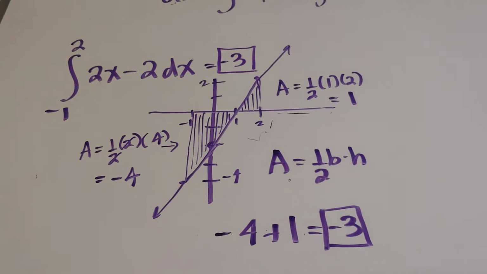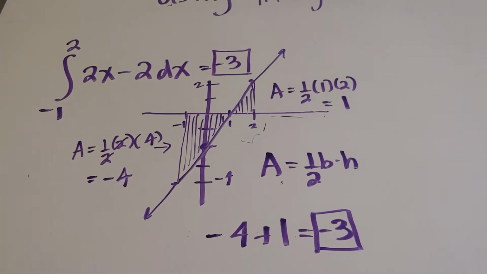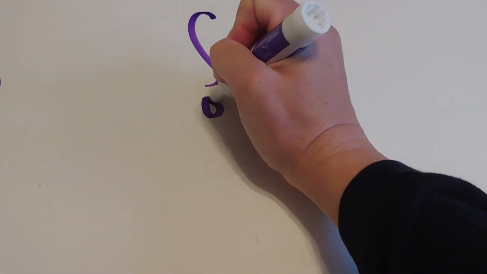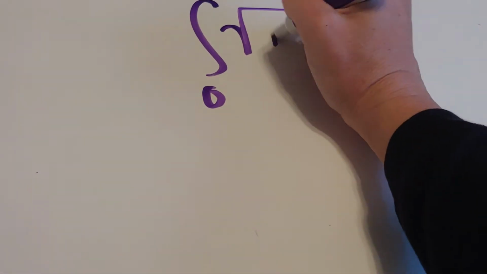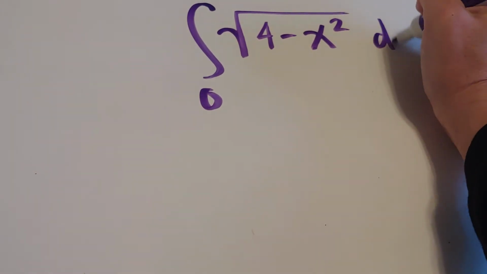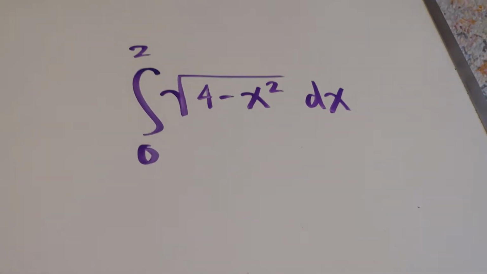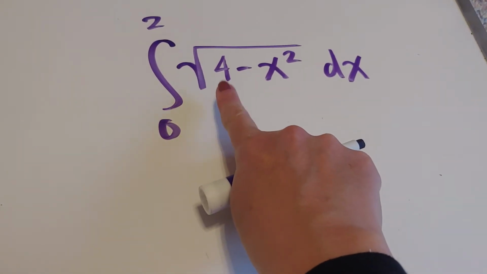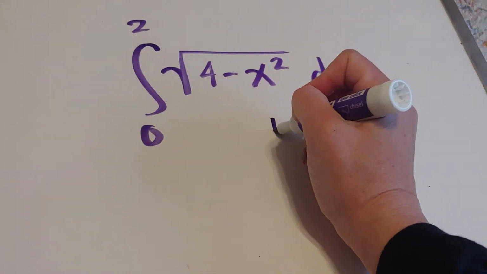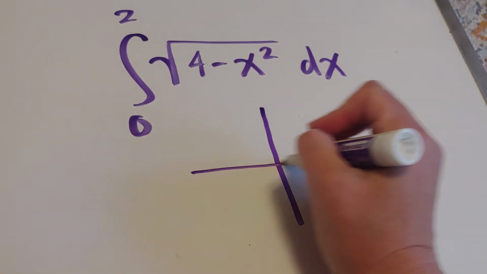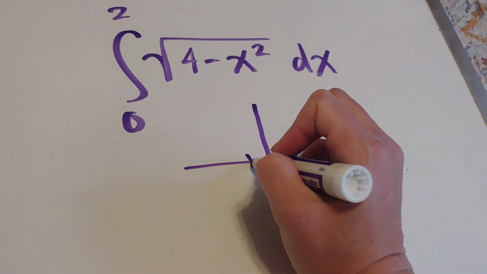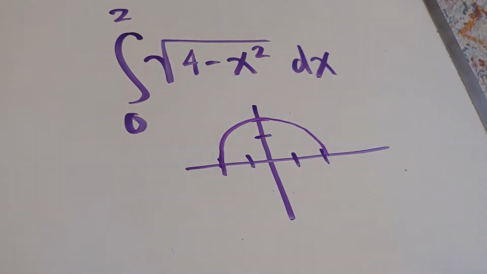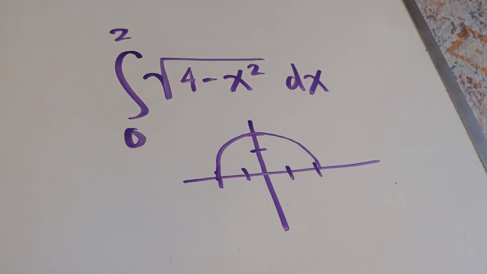All right. I titled this video Triangles and Circles, so let's talk about a circle problem. What if I had the integral from 0 to 2 of the square root of 4 minus x squared dx? All right. What I would suggest doing is opening up Desmos, graphing y equals the square root of 4 minus x squared. And what you're going to get is that this is actually, in Desmos, the top half of a circle of radius 2. Okay, so that's what you're going to get from Desmos when you graph that.